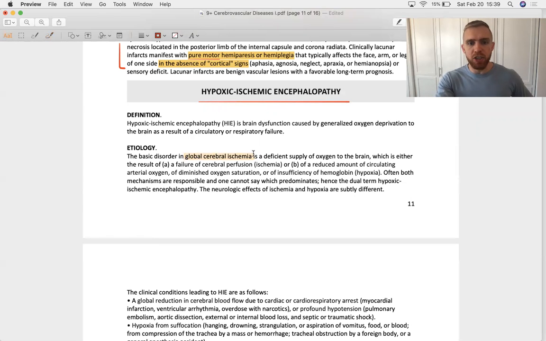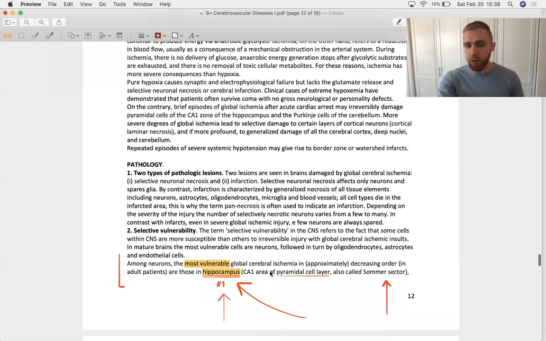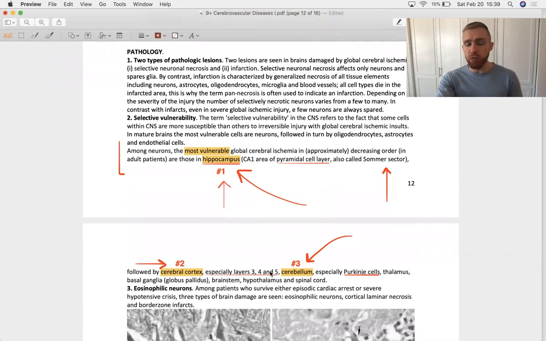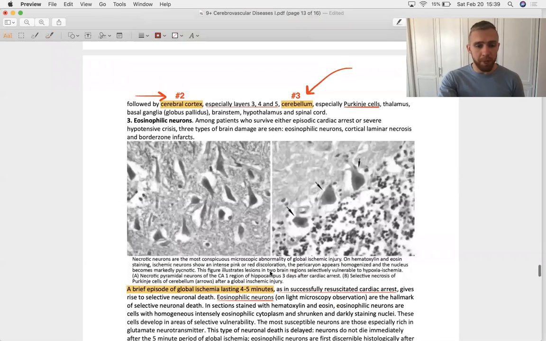So when you're thinking HIE, what sets this apart from every other topic in this SDL is that HIE is global. The whole brain is involved. It's not a focal thing. It's not a part of the brain. It's the whole brain sees a drop in perfusion. And so as a result, again, one more time, that hippocampus dies first, and then your neocortex, layers 3, 4, and 5 dies second. So that's your big takeaway here.